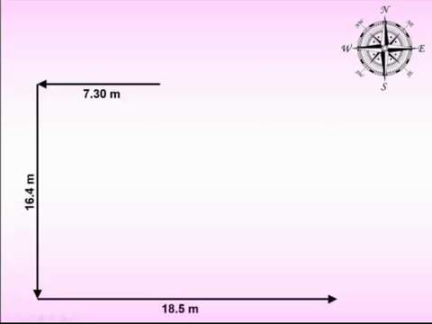So what's the first direction? West. Okay. So again, unless I tell you to go with a different compass, you always go with the usual one. Right is east, west, north, south. How long is this distance? 7.3. And then it goes south. How long? 16.4. And then 18.5.